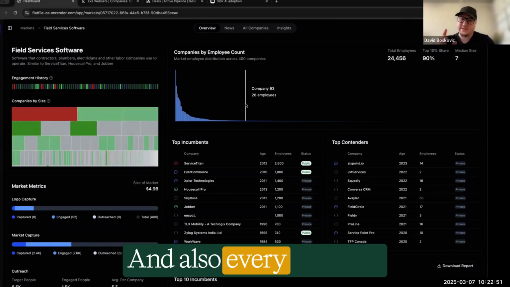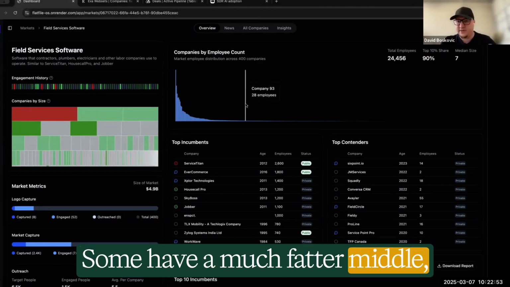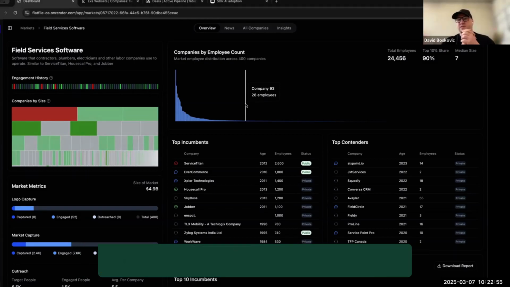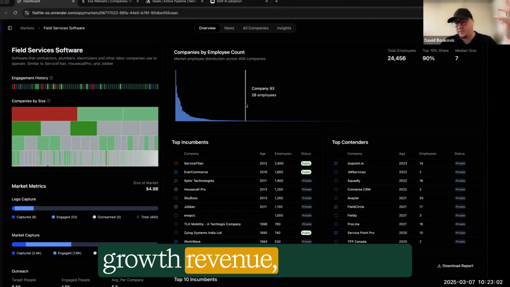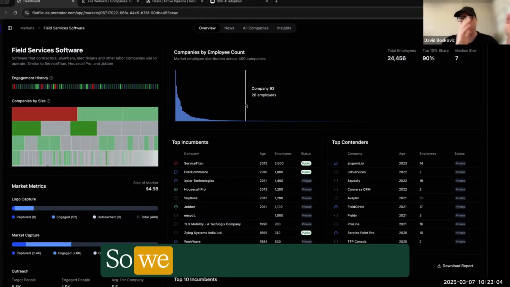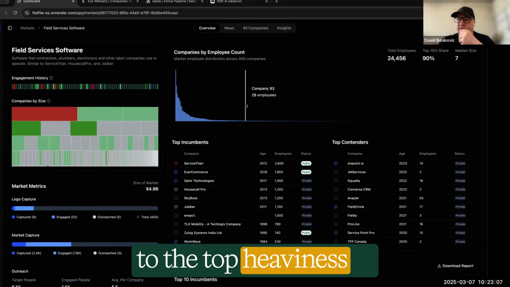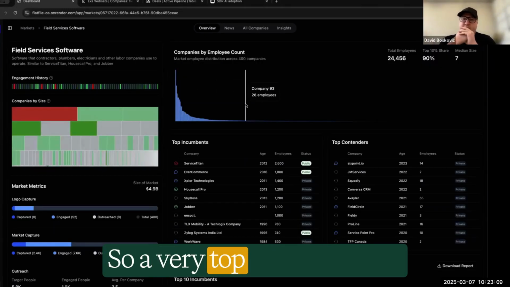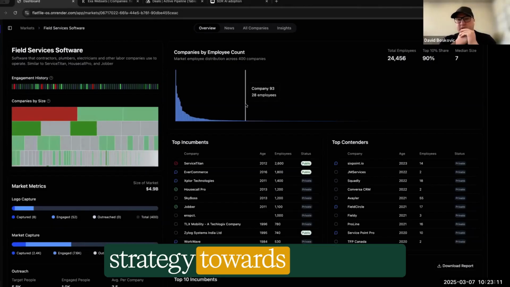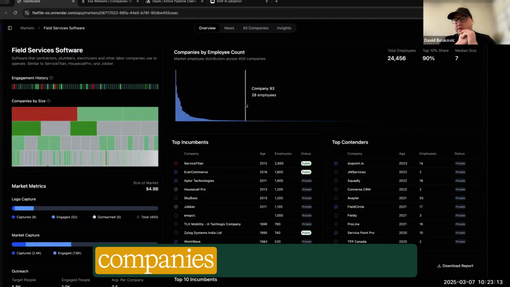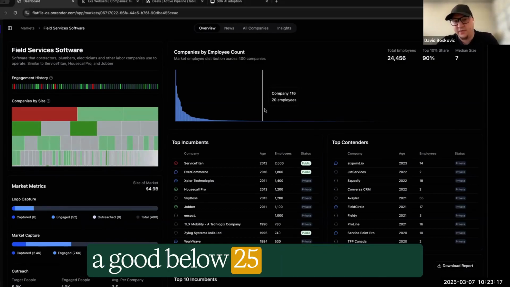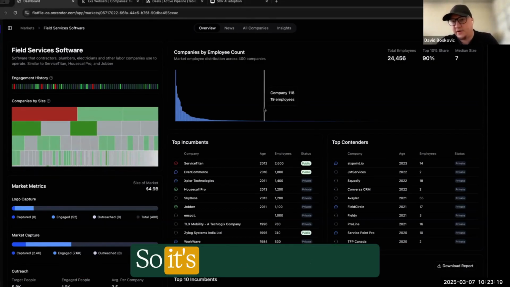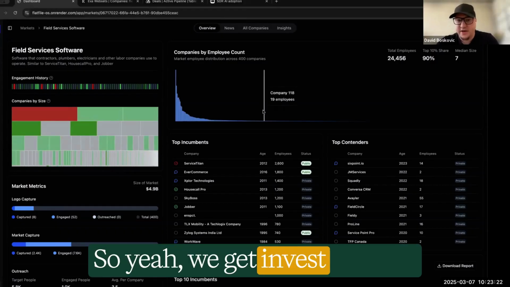And also every market's different, right? Some have a much fatter middle, some are much more top heavy. For us, our revenue potential within an account is largely dependent on their gross revenue and the number of customers they have. So we are directly correlated to the top heaviness of one of these markets. So a very top heavy market, we take a slightly different strategy towards, or we can isolate 100 companies and go after them. Whereas the other markets with a good below 25 employees, we don't really see much value. So it's about 100 companies there. So yeah, we can adjust strategy accordingly.